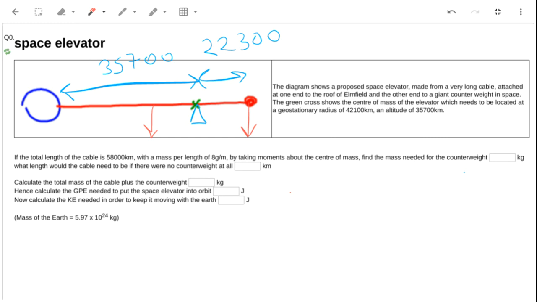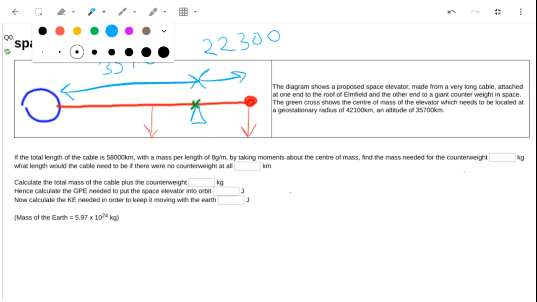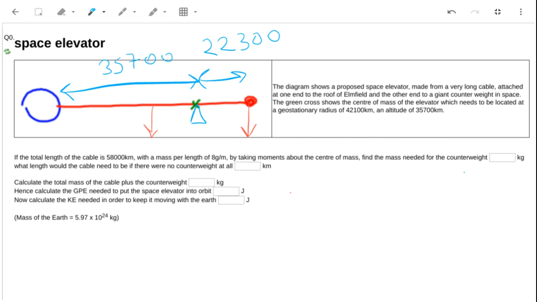Now I know the center, I know the distance to the center of the cable. That's just 29,000. So I can work out that bit in there. That's going to be 6,700. And this bit here, that's the same. That's still 22,300. So now it's just a moments question.